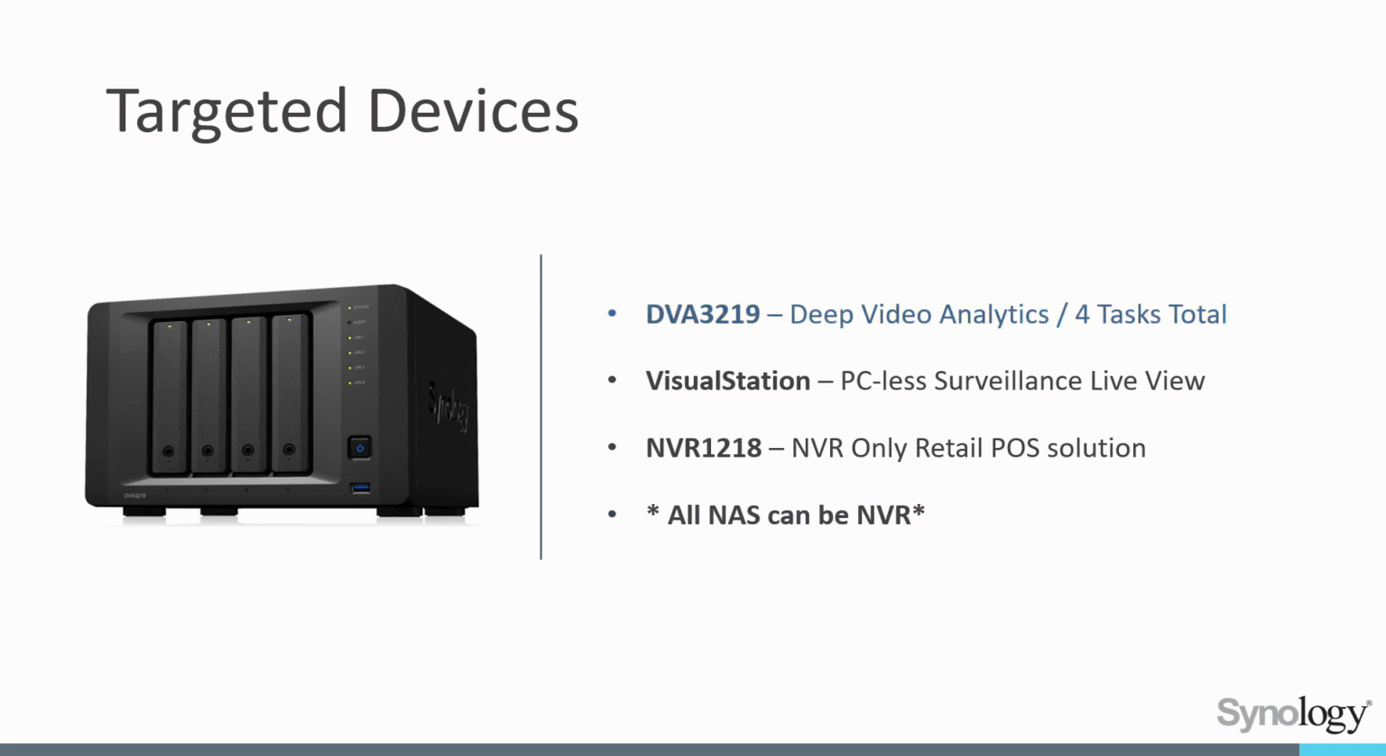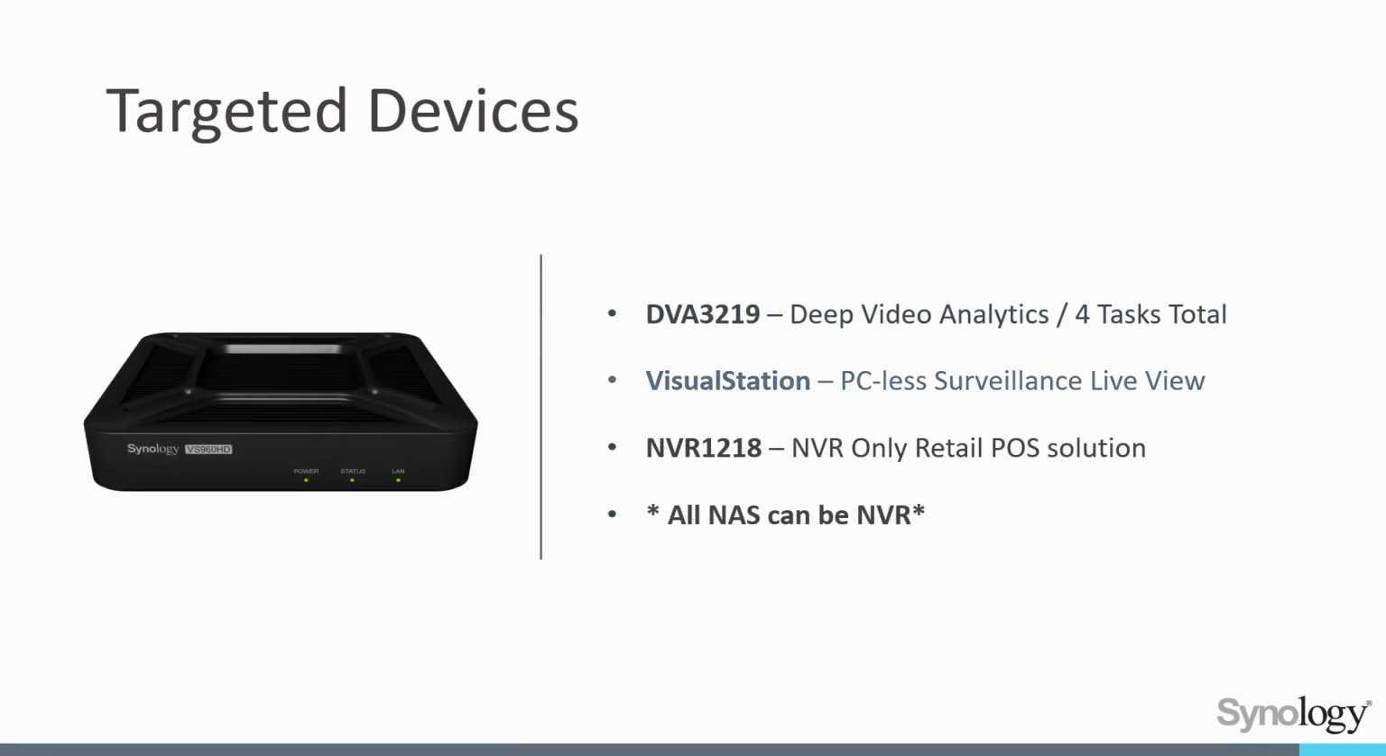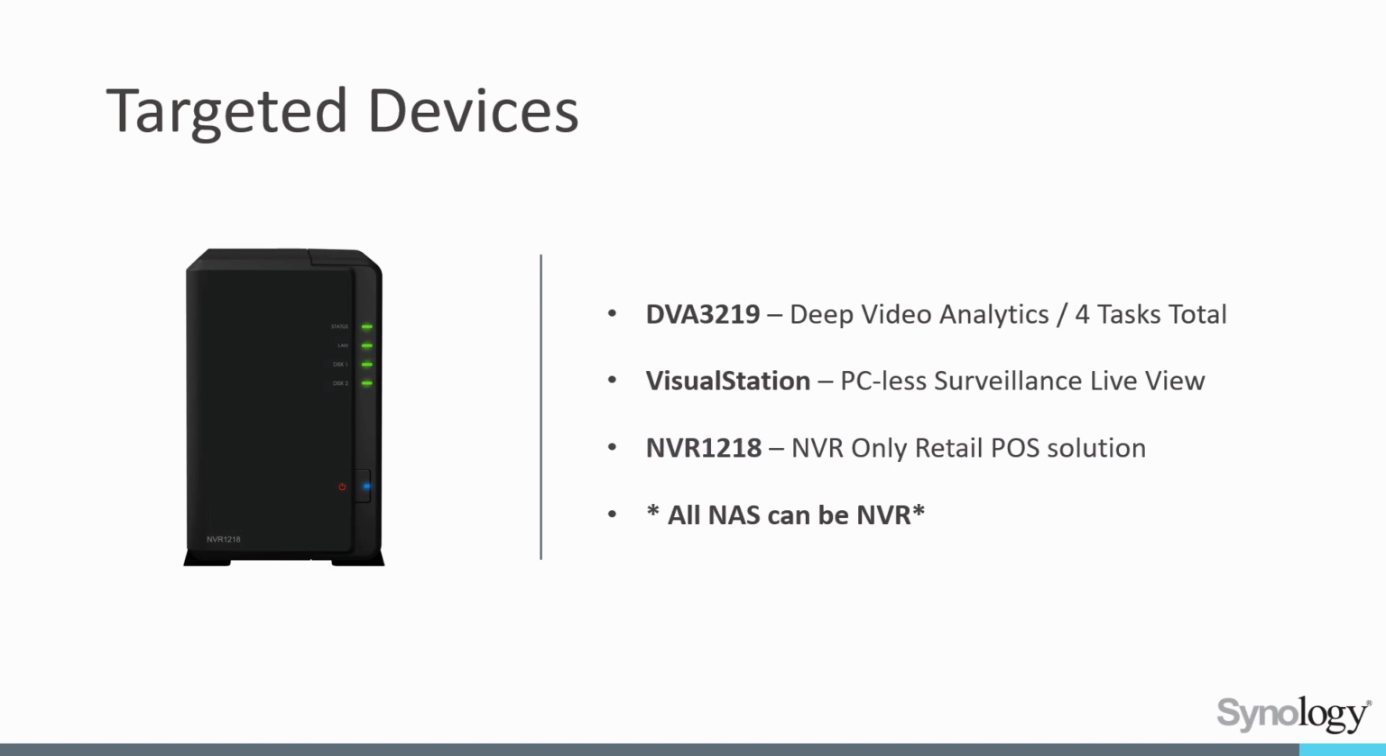The other device that we have that is specifically tailored to Surveillance Station and surveillance in general is Visual Station. These are basically little mini PCs that are VESA mountable. And all they do is allow you to do a surveillance live view and playback. And the use case here is to set up a video wall. You may all imagine the typical security guard sitting in front of multiple monitors and being able to view multiple streams at once. With Visual Station, you're going to be able to set that up in a very easy and intuitive way. Then we have the NVR 1218. This is the only one in our line that actually is named an NVR, and it's specialized for that. But again, all NAS can be an NVR.